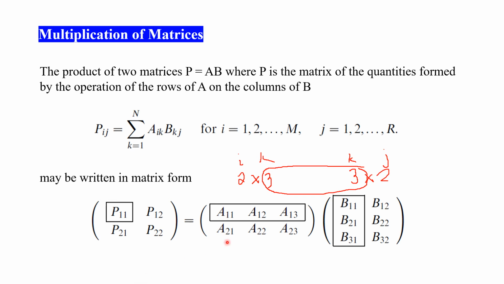And let's look at the elements of your matrix A. You have A11, A12, A13, and then A21, A22, and A23. And for your matrix B, you have B11, B12, B21, B22, B31, and B32. In the next slide, I'm going to show you how you're going to get your P11 of your matrix P.